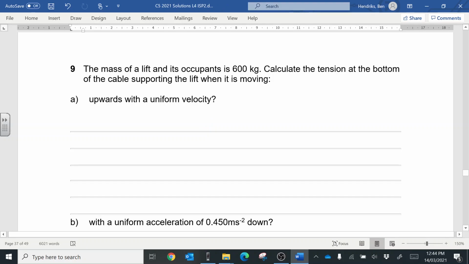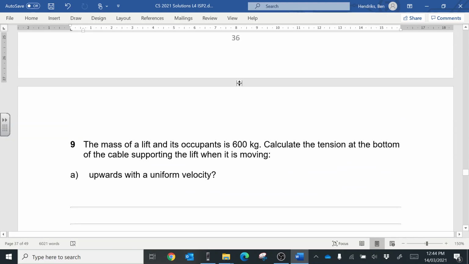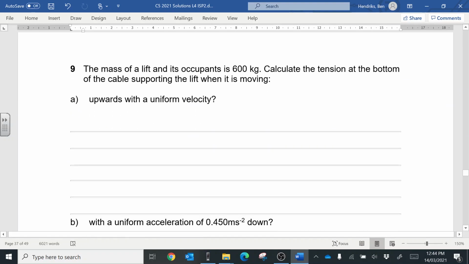Okay, welcome back to another Physical Sciences 3 lecture, and we are now looking at example 9, which is another Newton's second law example. This one is on page 37. The mass of a lift and its occupants is 600 kilograms. Calculate the tension at the bottom of the cable supporting the lift when it is moving.